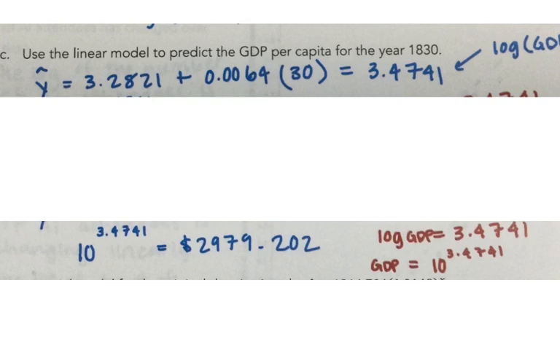I forgot 4. So again, what they want you to know is the log of the GDP, right? The log of what I'm looking for was this number. So then I would need to rewrite it from logarithmic to exponential to find the actual predicted GDP.